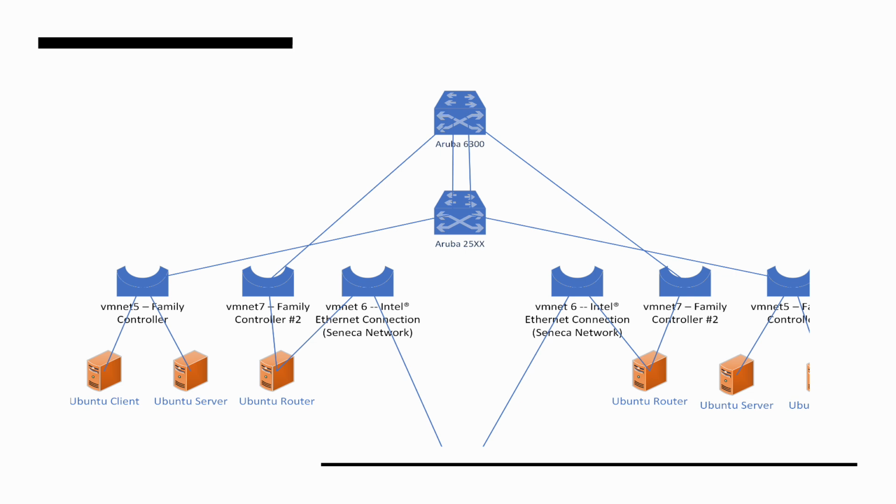The topology also shows that this was a group work. Me and my partner, I was doing the 2530 switch, whereas my partner was doing the 6300. We worked together for the full network to function.